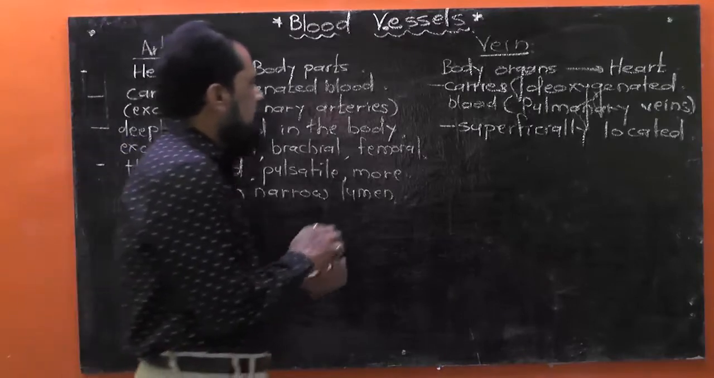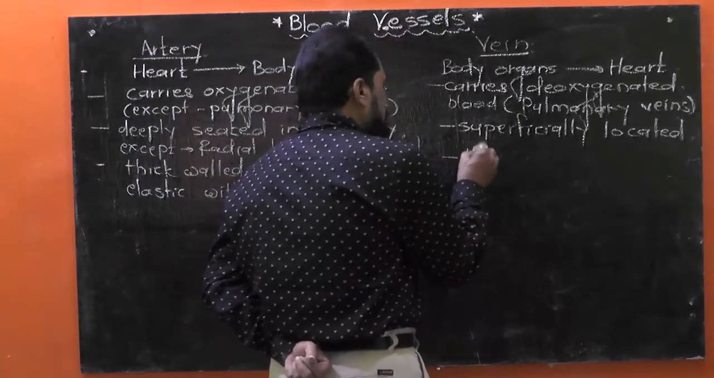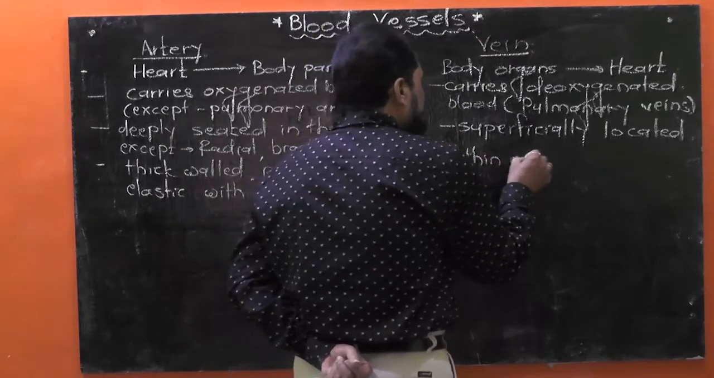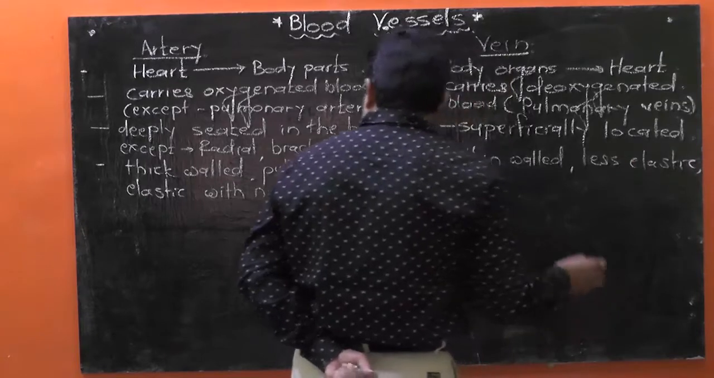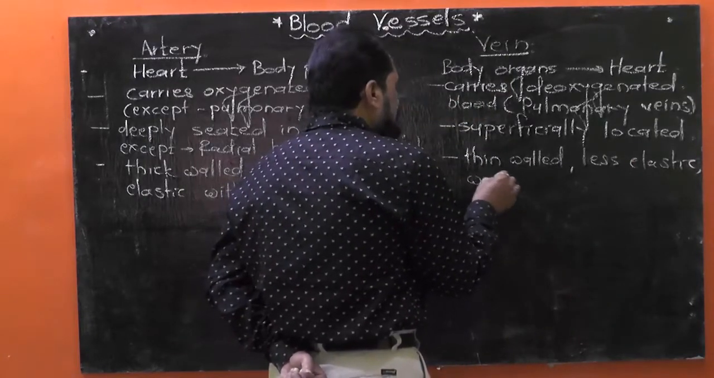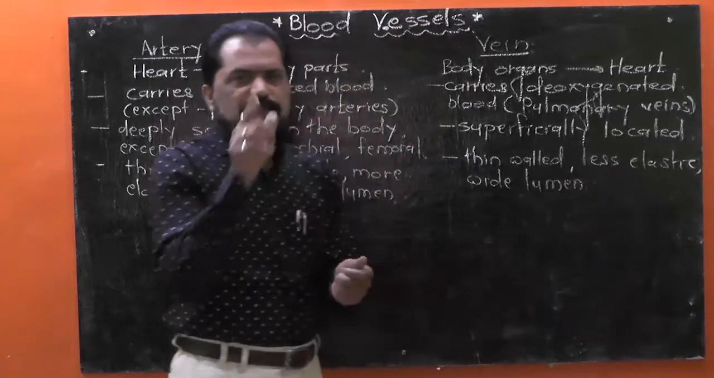On the other hand, the veins have thin wall. These are thin walled, less elastic, less pulsatile, and with wide lumen. Wide lumen. Lumen in the sense internal cavity.